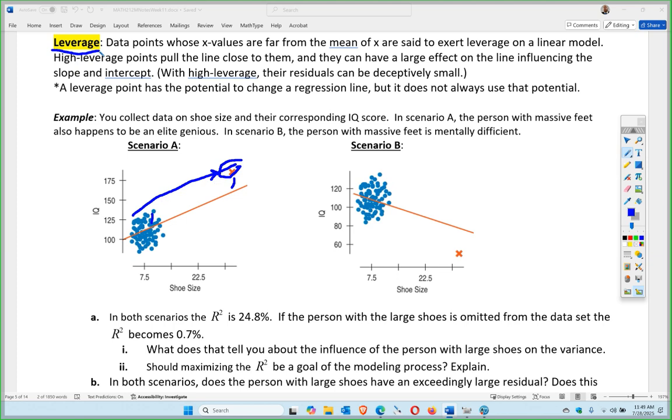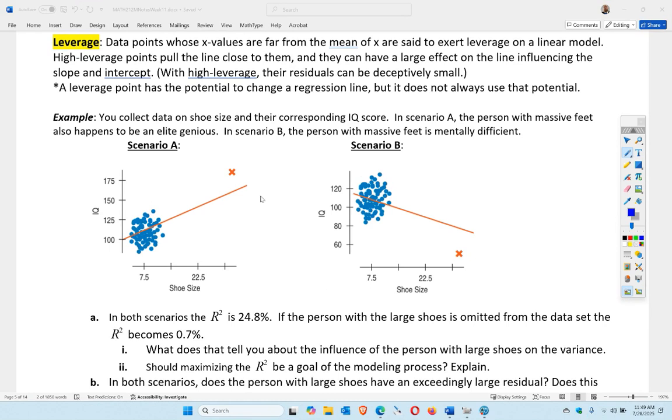Okay, so you collect shoe sizes and IQ, and you graph them, right? But this is the guy who has the clown shoes, right? This is Ronald McDonald, right? So this person can have massive feet and be really smart, or massive feet and be really dumb.